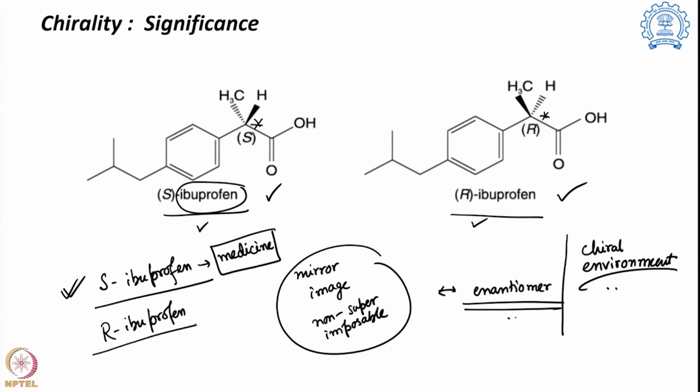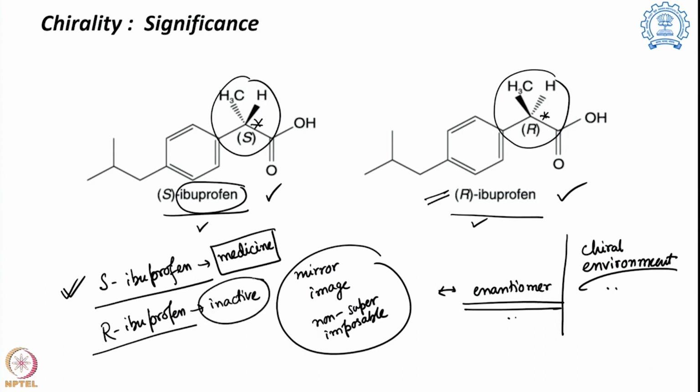although the structure is pretty much same except the orientation around this carbon center, this R ibuprofen is actually inactive in nature. So, if I intake it, this is not going to show any medicinal properties. So, that much difference is actually happening between these two different enantiomers, S and R. S is a medicine, R is remaining an inactive system, and this difference is coming because of their chirality and recognition of their chirality in a chiral environment, a biological system like inside our body.